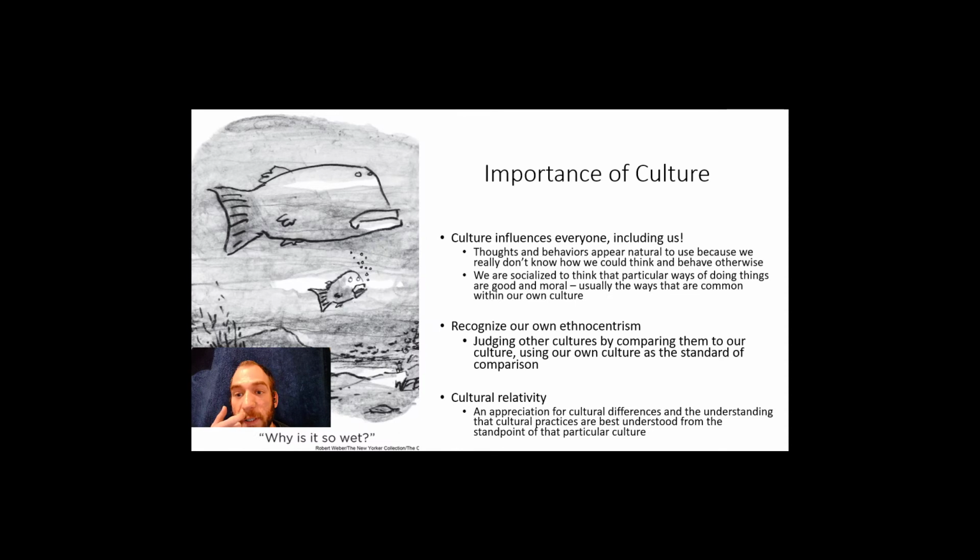And everyone, including us, thoughts and behaviors appear natural to us, but because we really don't know how we think and behave otherwise, we are socialized to think that particular ways of doing things are good and moral. So the idea is each person's thoughts and behaviors are thought to be part of this innate, automatic process. But really, it's the impact of our specific culture and historical eras, etc., that are influencing our psychological processes and our developmental outcomes. We need to recognize our own ethnocentrism, judging other cultures by comparing them to our culture, using our own culture as a standard of comparison. Cultural relativity is an appreciation of cultural differences and understanding. So basically, ethnocentrism gets at the idea that the way I do things is the universally correct way to do things, when really, it's a product of much larger factors going on.